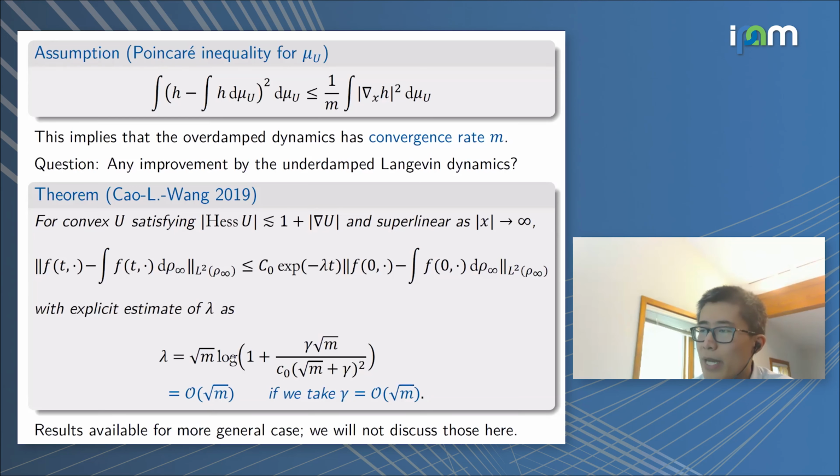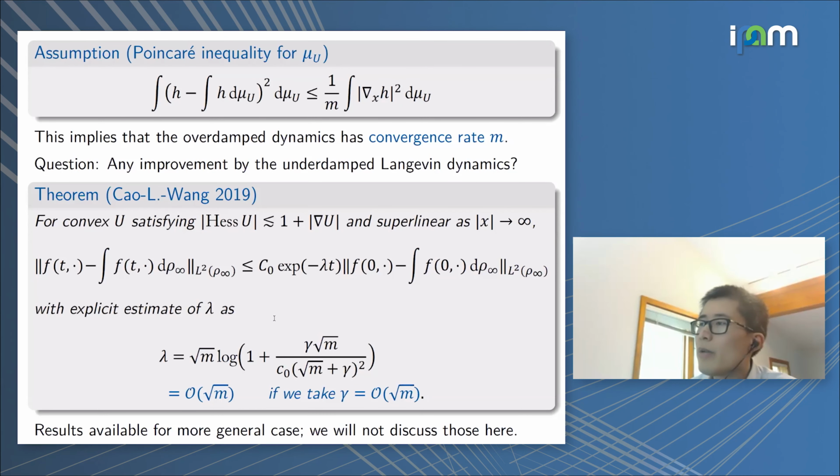In particular, as stated here, in the convex case, and we have some results for the more general case, you can read our paper for that. For the convex case, this is the expression for lambda, where C0 is also a universal absolute constant. Okay. In particular, if you choose the damping parameter, the friction parameter gamma, to be proportional to root M, then you see that this convergence rate becomes also root M. Okay. Which is what we want to prove, right?